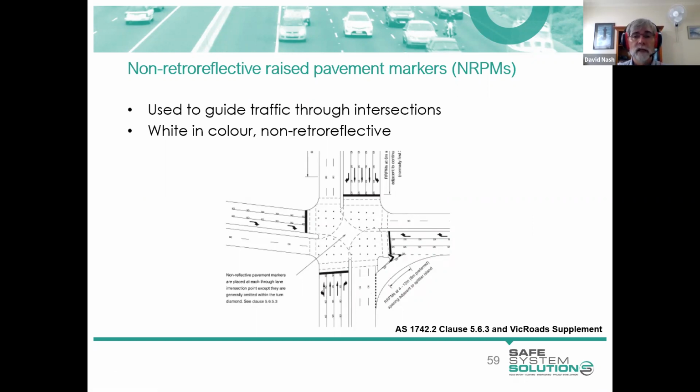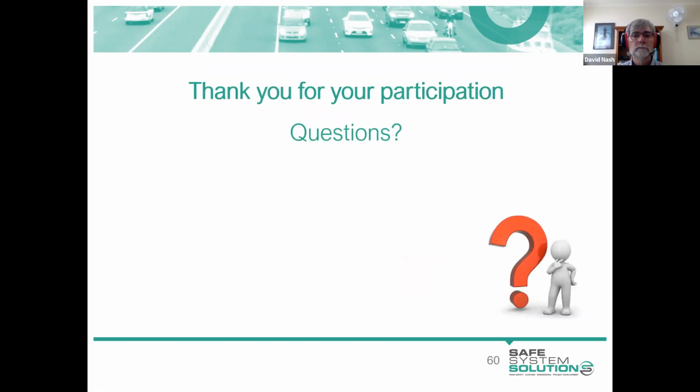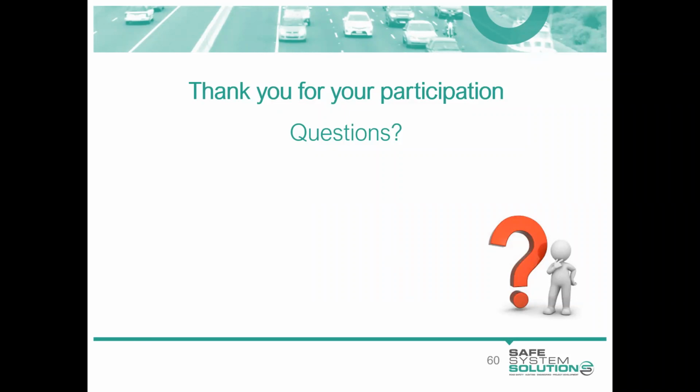So that's another device that can be very useful to help delineation through intersections, particularly wide intersections. Okay, so that brings us to the end, and I think we've got some questions, have we, Kathy? Yes, we do. Why don't we see RRPMs used more on rural road networks, especially when lighting infrastructure is lacking?